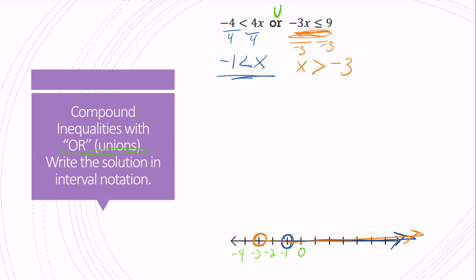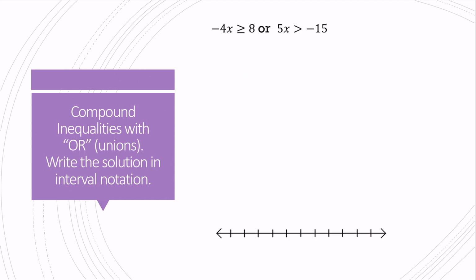Now, I want my solution to be everything that is orange, and not and, but together with everything that's blue. So my solution is going to be everything from negative 3, where it gets a parenthesis because it's not included, all the way to positive infinity. I'm not looking for the intersection. I'm looking for the union. I need everything orange, everything blue, and everything that's both blue and orange. Let's do 2 more examples because this is fun.